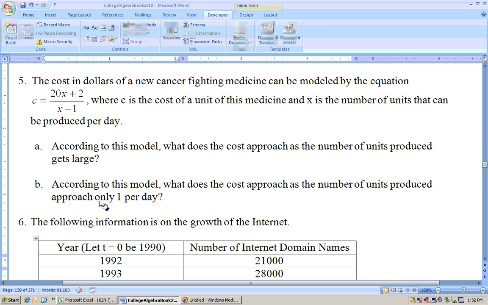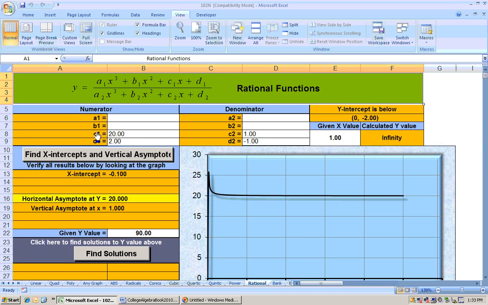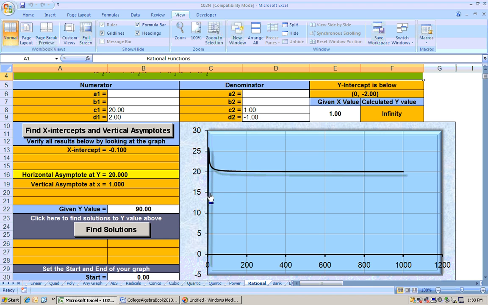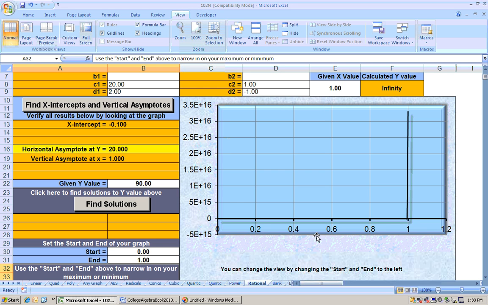In part B, it says, according to this model, what does the cost approach as the number of units produced approaches only 1 per day? Well, if I put 1 in here for X, I get infinity, and the reason is because there's a vertical asymptote at 1. And again, you have to click this button to get your vertical asymptotes, and it tells me that there's a vertical asymptote at 1. So that's why the cost is approaching infinity. You may not be able to see it well unless we go just near that vertical asymptote. You can see it shooting straight up there at that area.